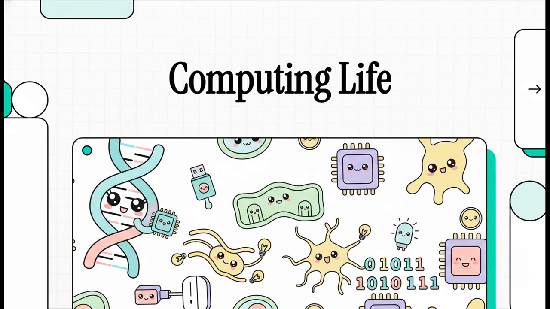Today, we're diving into a genuinely mind-bending idea. What if biological systems are essentially highly complex computers? We're going to look at the building blocks of life through a totally different lens today, not as squishy random biology, but as rigorous mathematical computation.